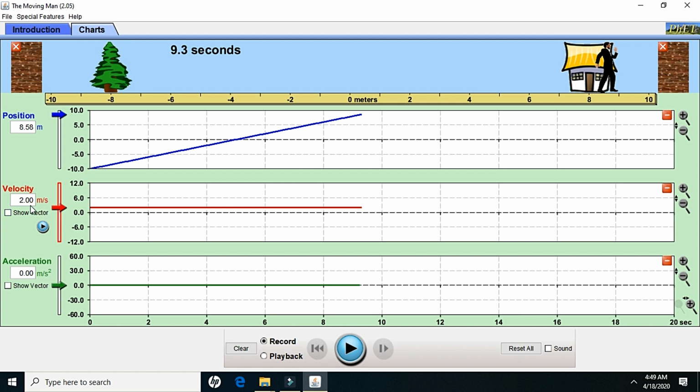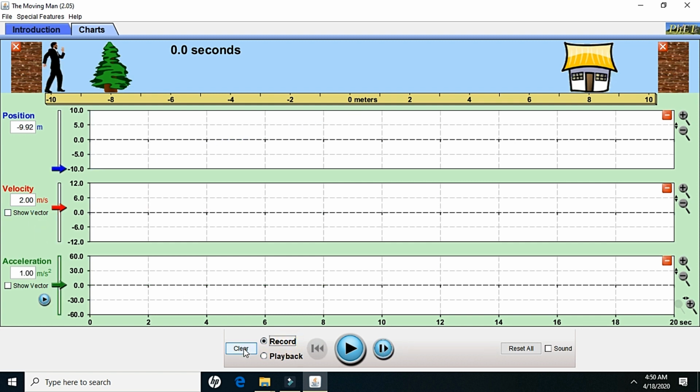Now let us see the effect. Acceleration is still 0. You can see here acceleration is 0. Velocity is constant. Acceleration is defined as the rate of change of velocity. So now you see here I have placed the man at minus 10 meters. Velocity I am putting as 0, and acceleration I'm keeping as 1 meter per second square, so that for each second velocity will change by 1 meter per second. So let us now play.